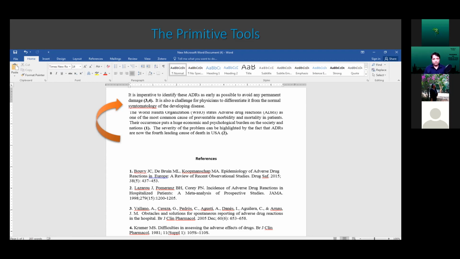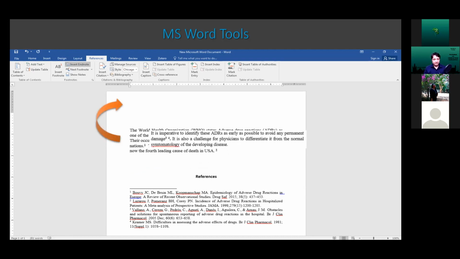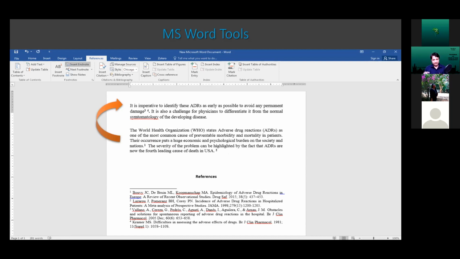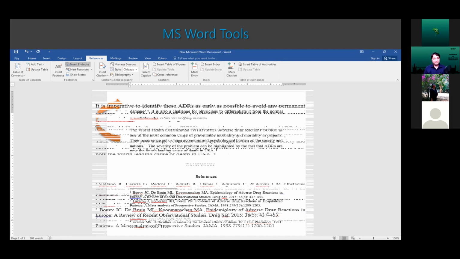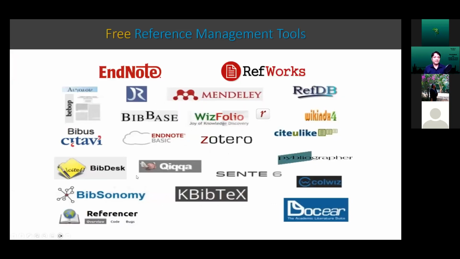So what is usually done by the residents is that they will use EndNote in the PowerPoint reference ribbon. And when you start changing the text, the references will change automatically. So this is one of the tools, but you also have to write all these references by yourself. So these are the tools which are available. But what we are going to do is use the reference management tools.